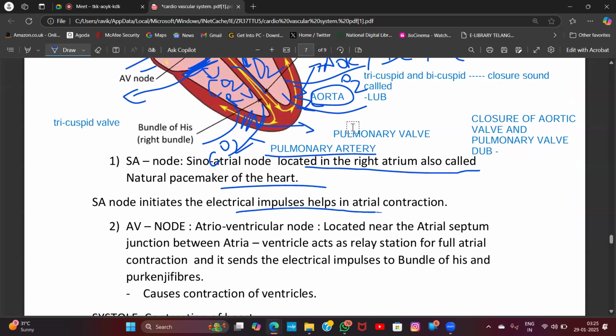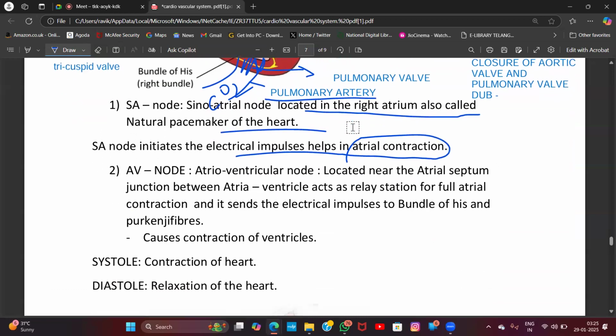SA node initiates the electrical impulse in atrial contraction. The contraction of atria. The AV node, also called the atrioventricular node, is located near the atrial septum. The junction between the atria and ventricles acts as a relay station of full atrial contraction and it sends the electrical impulse to the bundle of His and Purkinje fibers.